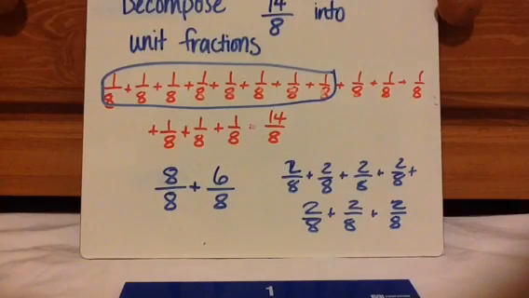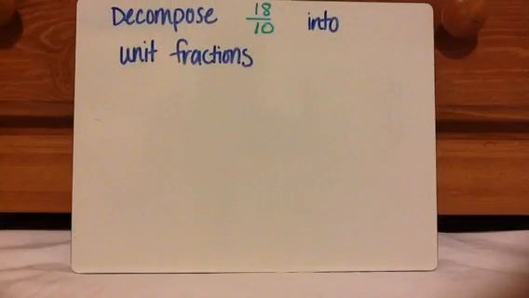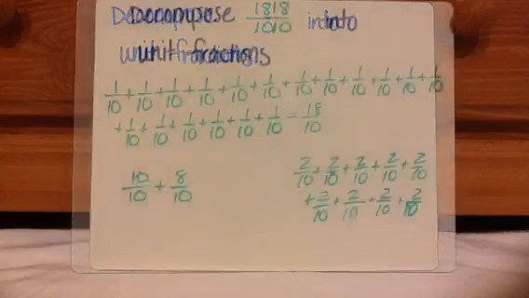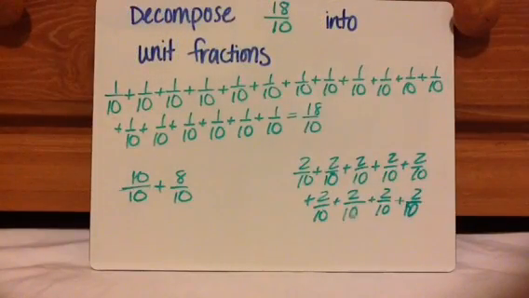Let's look at another example. So hopefully since you watched the last video on 4.3a, you should know how to do this. So go ahead and decompose 18/10 into unit fractions and see if you can put it in mixed number and write it one other way, showing a sum. So here are 3 different ways you can show 18/10 broken up. Remember, there's more than just these 3 ways.